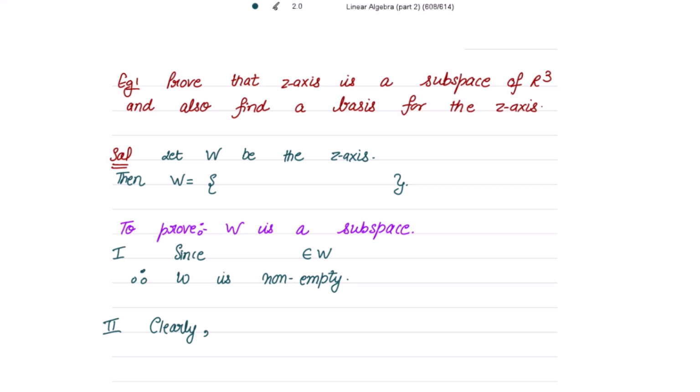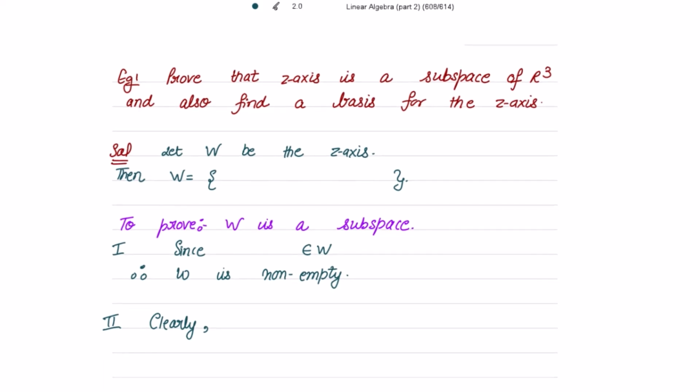First, W should be non-empty, and then it is a subset of R3, and last, if we take any two elements from this W, then their linear combination also belongs to W. If these 3 conditions are satisfied, then we say that W is a subspace of R3. So let's start. Alright, now our W is the z-axis.